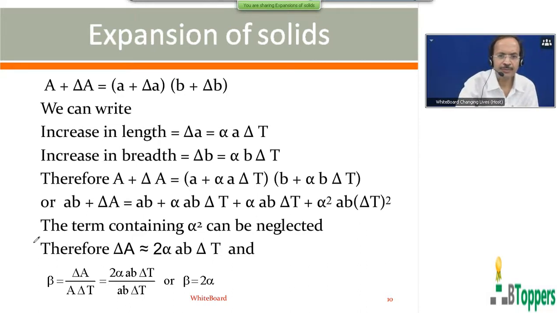So here ab can be cancelled on both sides. The term containing alpha square can be neglected compared to the other terms. So therefore delta A can be written as 2 alpha ab delta T. And from the definition of beta, the average value of coefficient of areal expansion, beta equals delta A by A delta T. Substitute delta A equal to 2 alpha ab delta T and original area A equal to ab. So you get beta equal to 2 alpha. Those who want to copy the notes, please take a pause and copy.